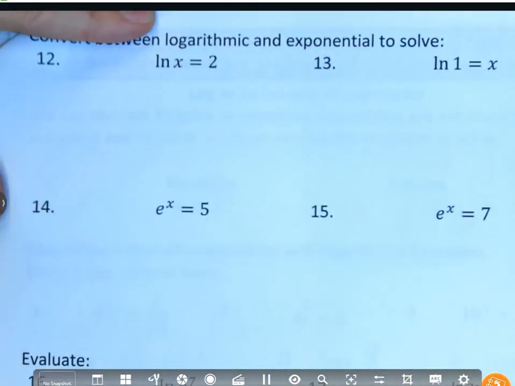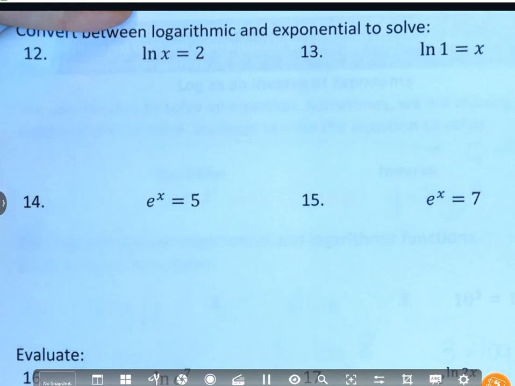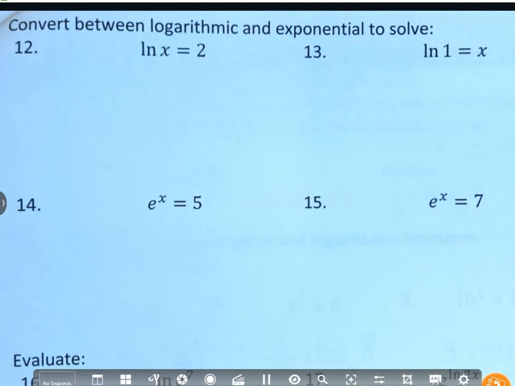Go ahead for me and write down number 12 and 13. These problems are nice. Wait, we're going to actually stop there because we just ran out of time. Bell rings now, right? So we will finish this during flex.